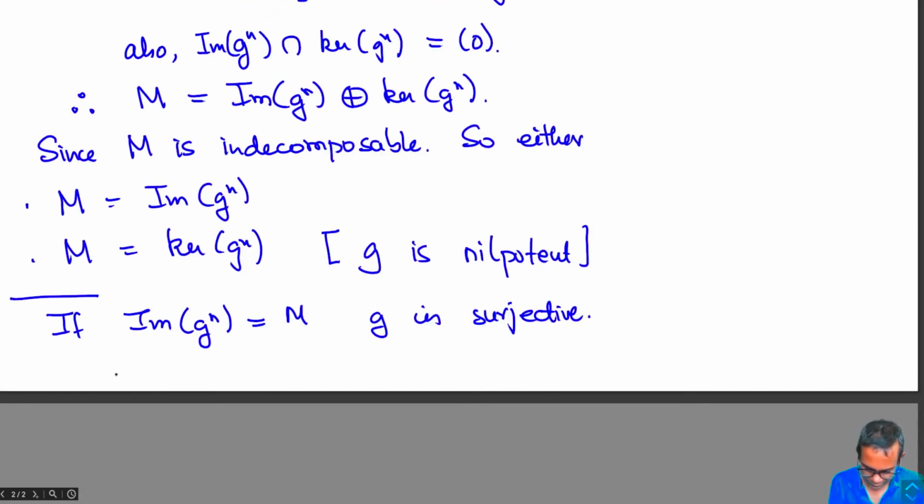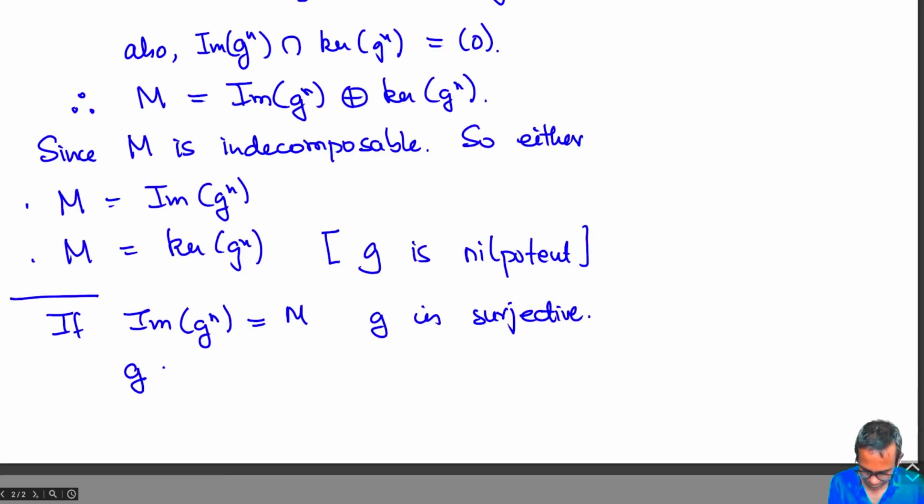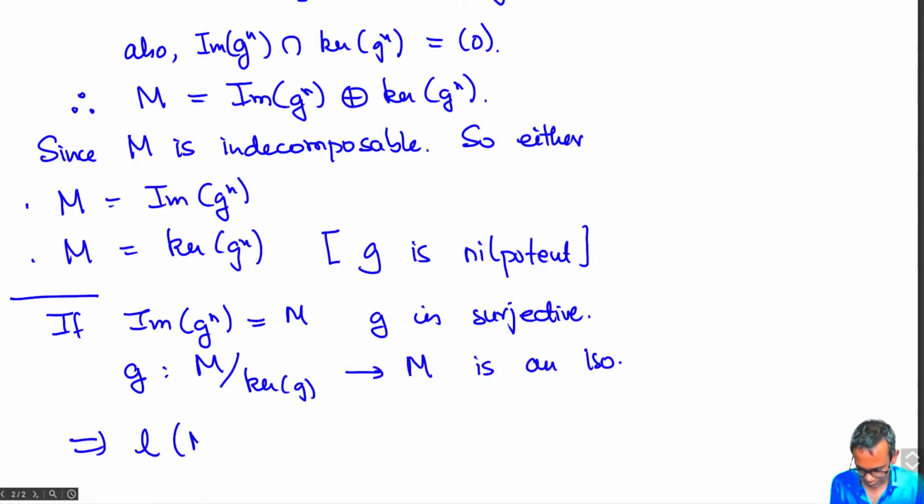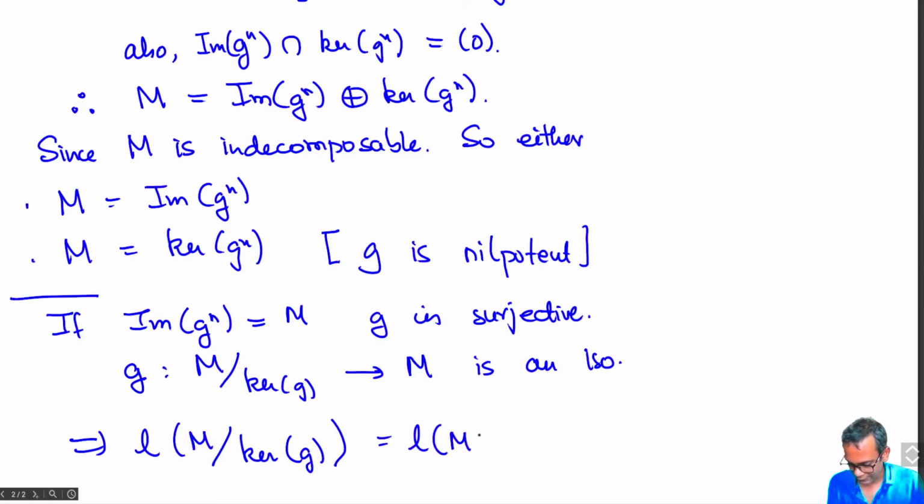Therefore, what we have is that g, if you take it from M mod kernel of g to M, is an isomorphism. But that means that the length of M mod kernel of g, remember M satisfies both the ascending chain condition and the descending chain condition, and therefore it is of finite length. It has a Jordan-Hölder series and it's a finite length.